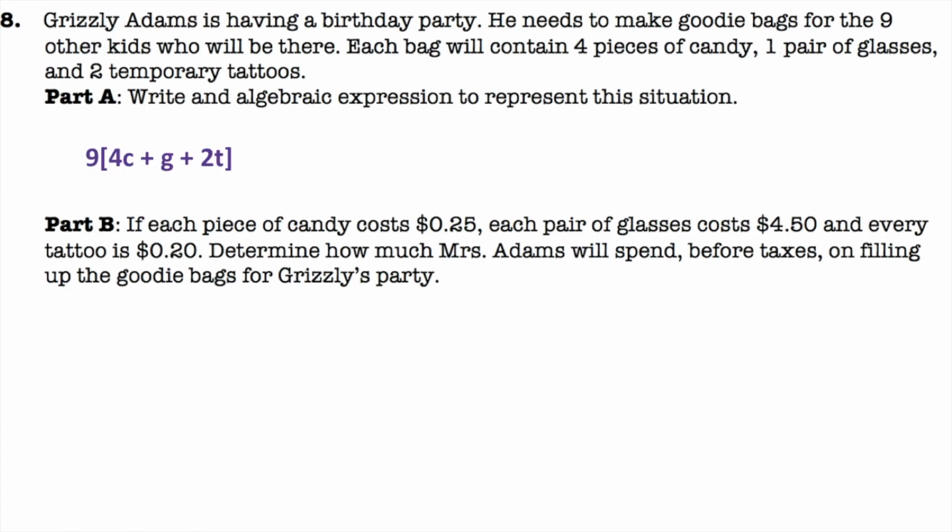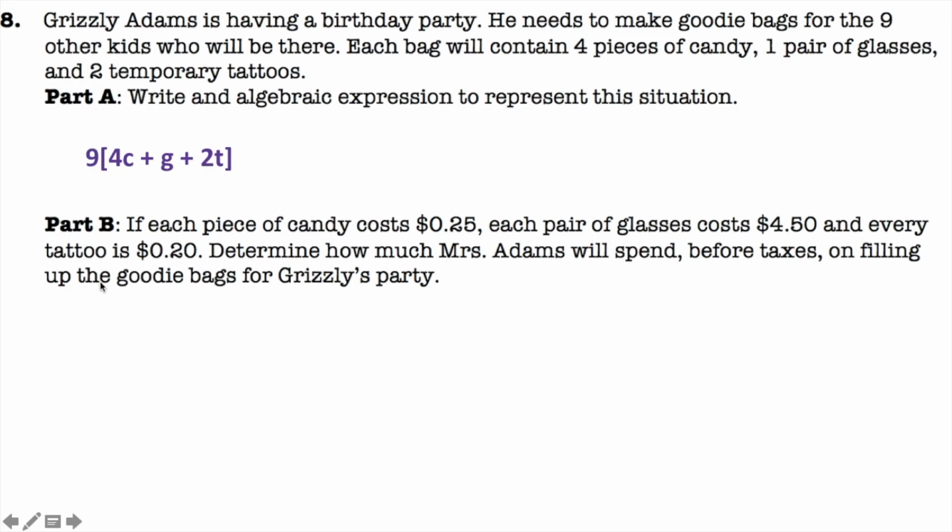So we have 9 bags that we're creating, and we have 4 pieces of candy. So C is going to represent candy. G is going to represent the number of glasses, and there's only 1. And T is representing the number of temporary tattoos, which we're giving them 2. So here is our algebraic expression, and we're multiplying this entire thing by 9 because we're creating 9 bags.